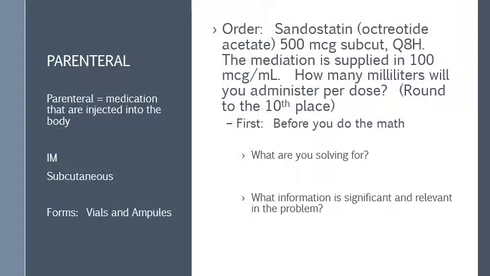All right, so for parenteral medications, these are medications that are injected into the body, typically IM or sub-Q. The liquids can come in vials or ampules, and you'll start to get familiar with those. So that's just a little background, but our process is still going to be the same. We need to look at what we're solving for, and then we need to look at what's significant and relevant. For example, what is the order and what is the supply or availability, and then also paying attention to the rounding.